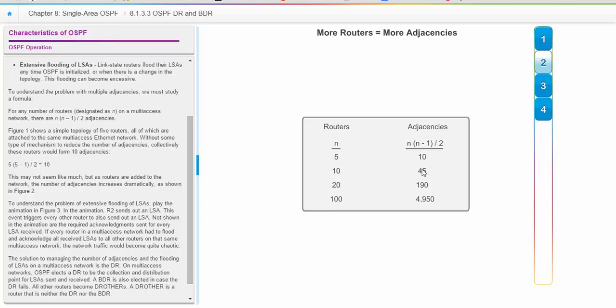Okay? You do the math. So n is 5. n minus 1 is 4. So 4 times 5 is 20, divided by 2 is 10. Okay? In that one, that's not too many adjacencies. But look what happens if you have 20 routers or even 100 routers. The number of adjacencies that can occur.